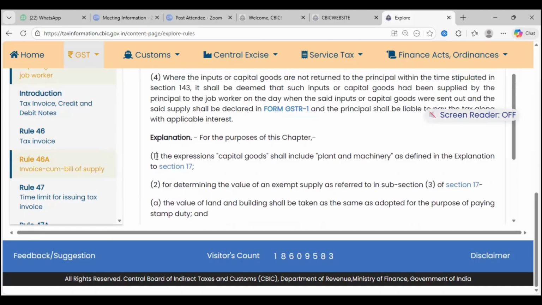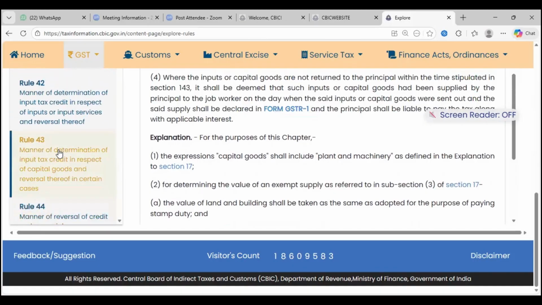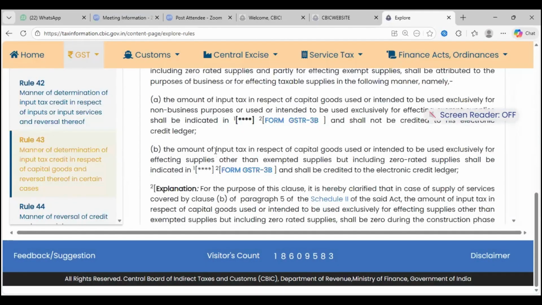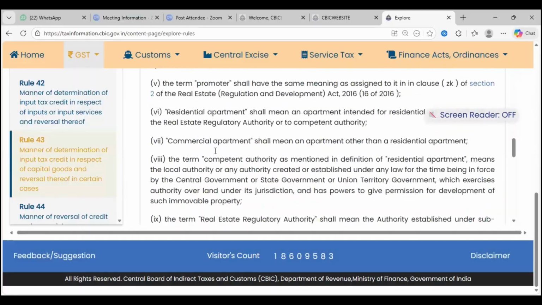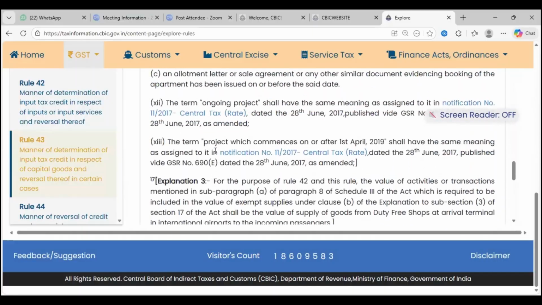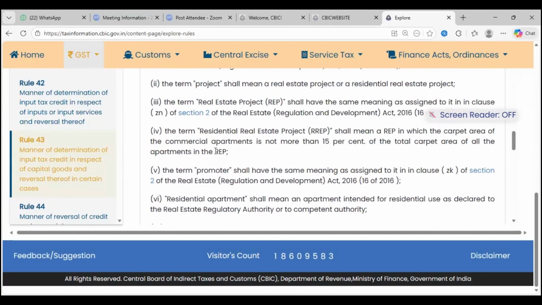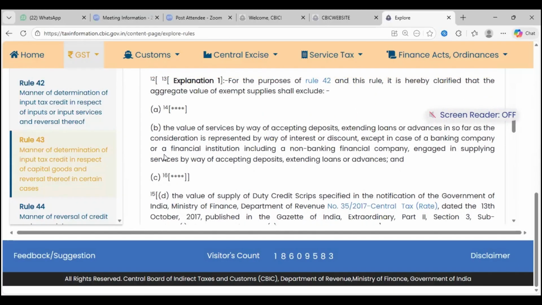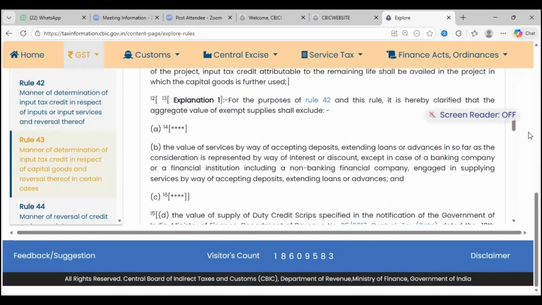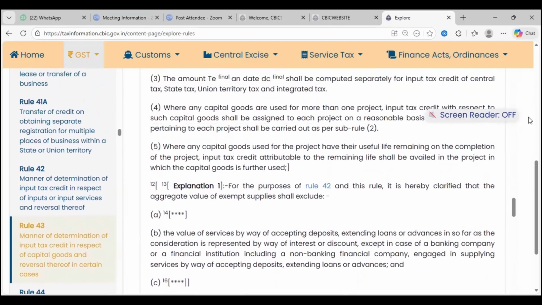Then, apart from this, there is Rule 42, Rule 43. There's one explanation under Rule 43. What is your exempted value? This is a little important. In examination, we may have questions on this particular value for exempted turnover.